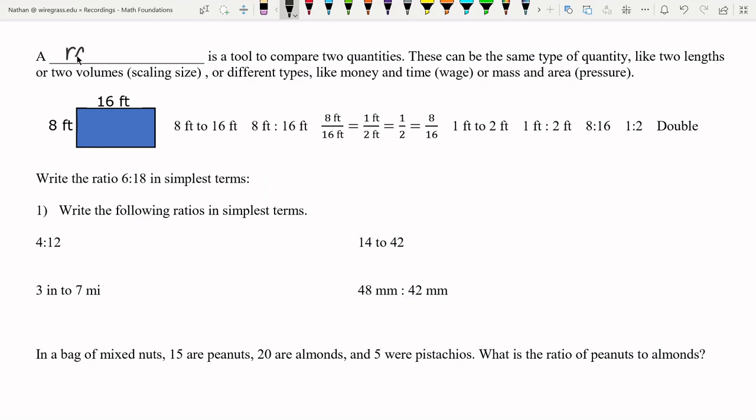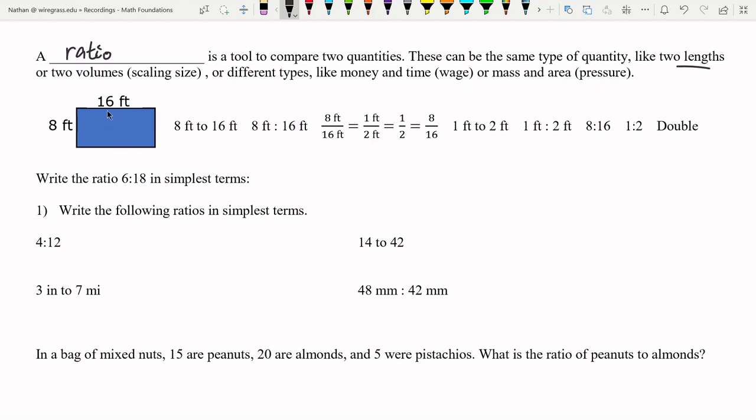A ratio is a tool to compare two quantities. These can be the same type. If we had two lengths, or even two volumes, this would be like scaling, a scale ratio. Or if we had different types of quantities, like money and time, that could be thought of as a wage, or mass and area, which is a pressure.